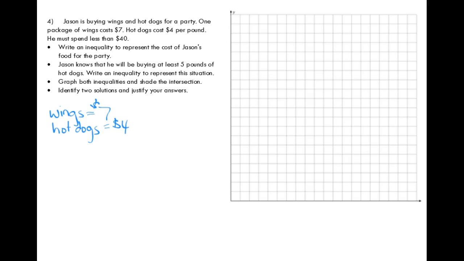Okay. So we need a little equation here to say that he can't go over. We need to say that somehow. And we don't know how many packages of wings, we don't know how many pounds of hot dogs he's buying. So those are the two things that we don't know. And it really doesn't matter which one you make which. We'll say X is the wings and Y is the hot dogs. And it's the number of both.